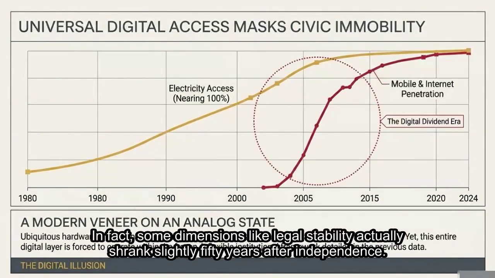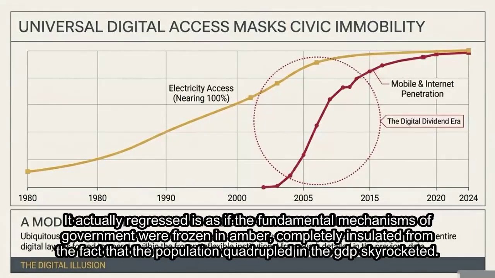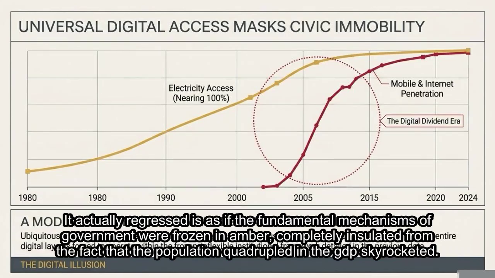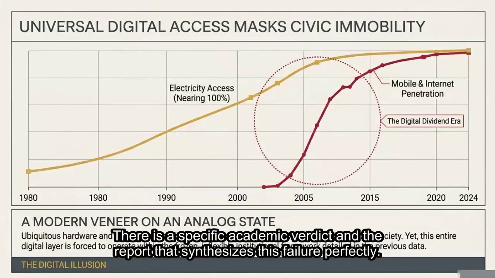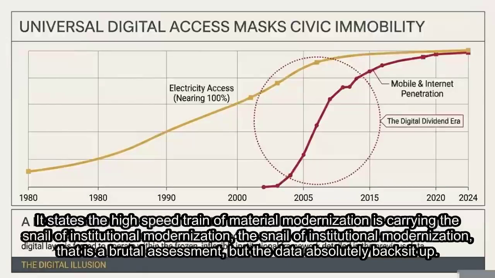It's the exact same shape. The radar chart shows almost zero expansion over 3 decades. The web hasn't grown. In fact, some dimensions, like legal stability, actually shrank slightly 50 years after independence. It actually regressed. It's as if the fundamental mechanisms of government were frozen in amber, completely insulated from the fact that the population quadrupled and the GDP skyrocketed.